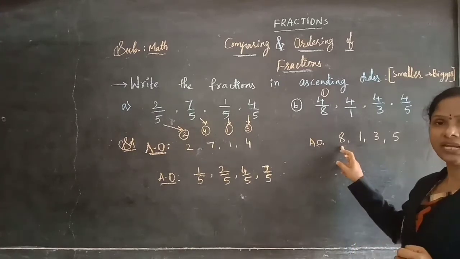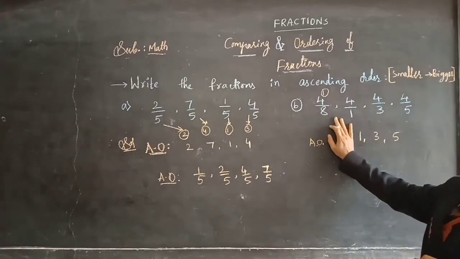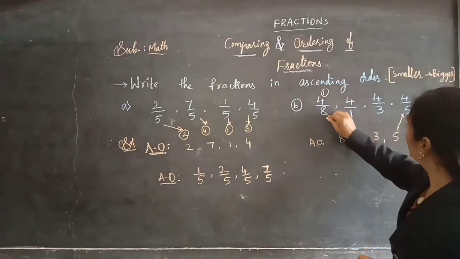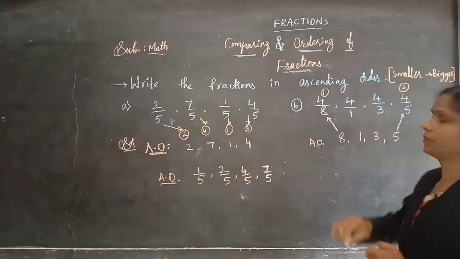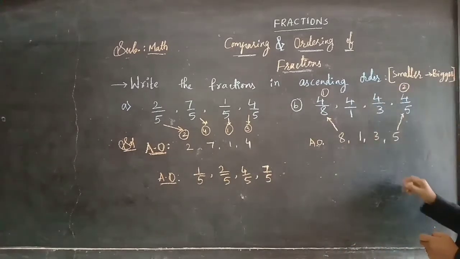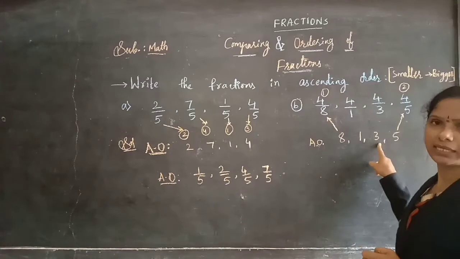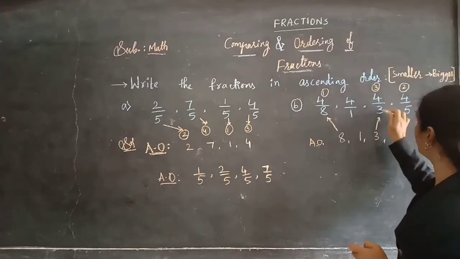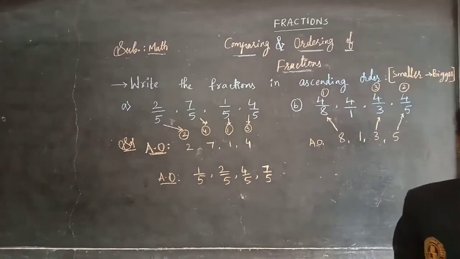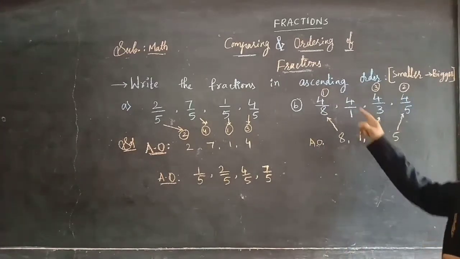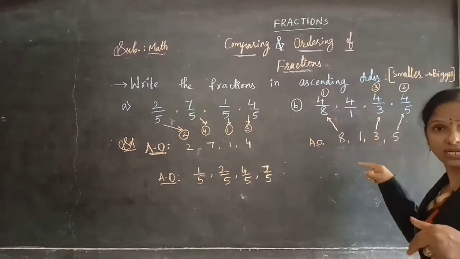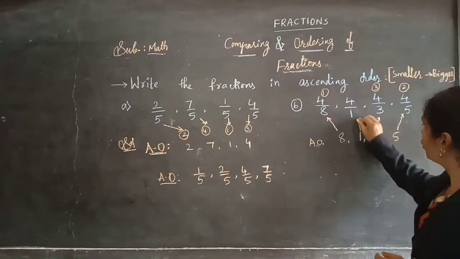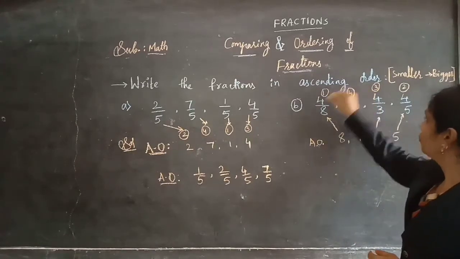Now next, after 8, in the remaining 3 numbers, 5. So 4 by 5 will be into the second place. Okay. And next in this, 3 is the next fraction. So this will be the third place. It means 4 by 3 is into the third place. And which one is the bigger one in this? 1 means denominator is small but its fraction value is big. So 4 by 1 will become the fourth place.